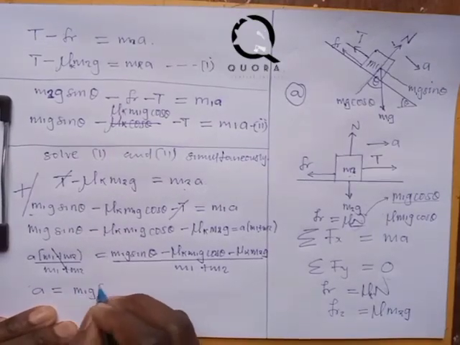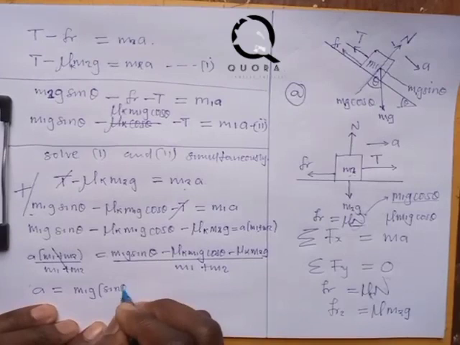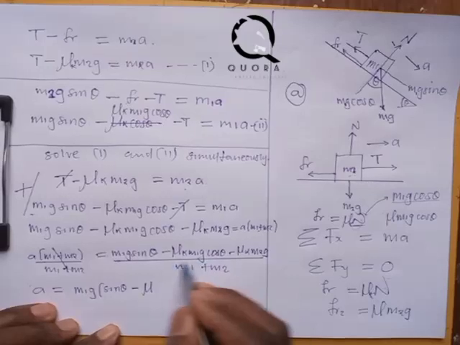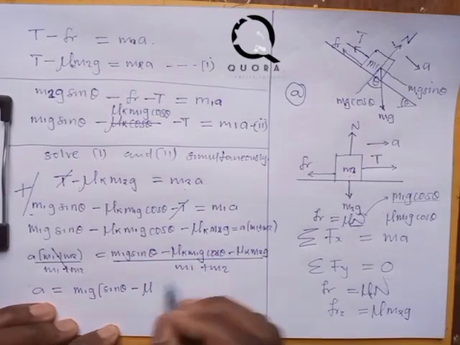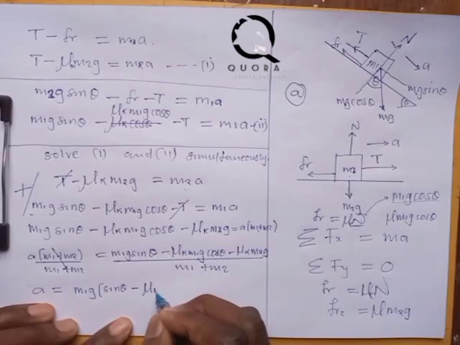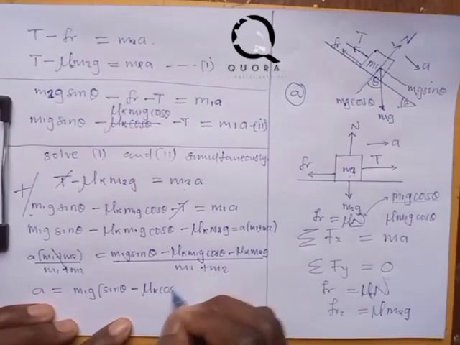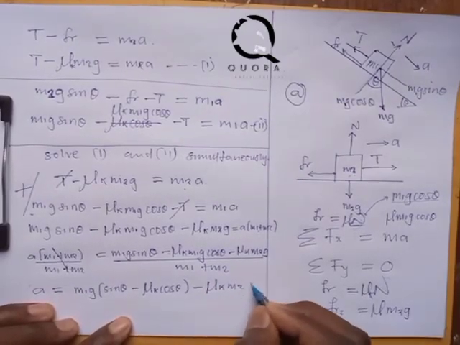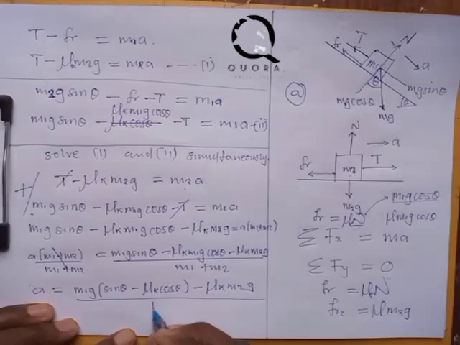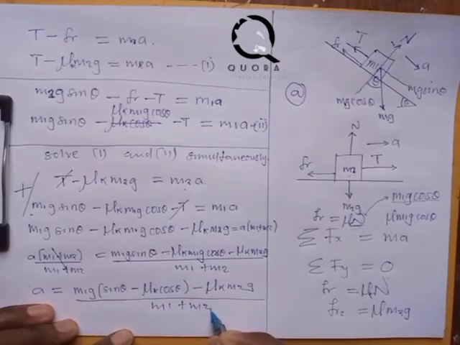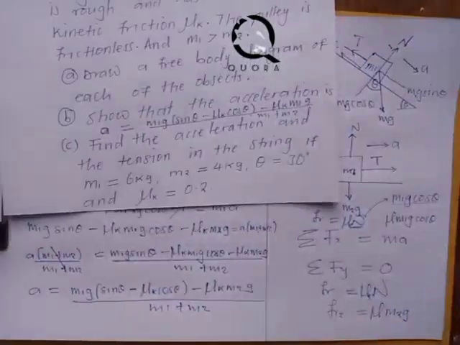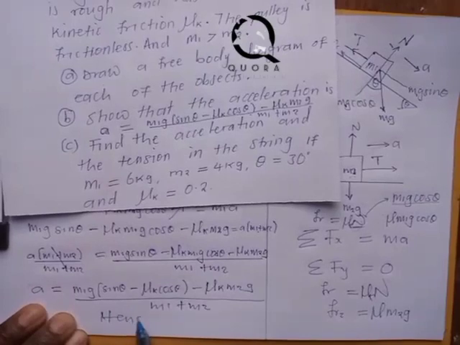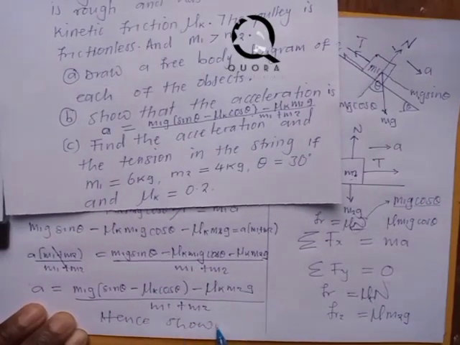M1 g is common. I'll say sine theta minus mu. So I'm trying to factor out M1 g for this one, meaning that here we're going to remain with mu K cos theta, minus mu K M2 g. I'll divide this by M1 plus M2. If we get back to the question, you'll find that what is here is what we were getting. Then we just conclude by saying hence shown.